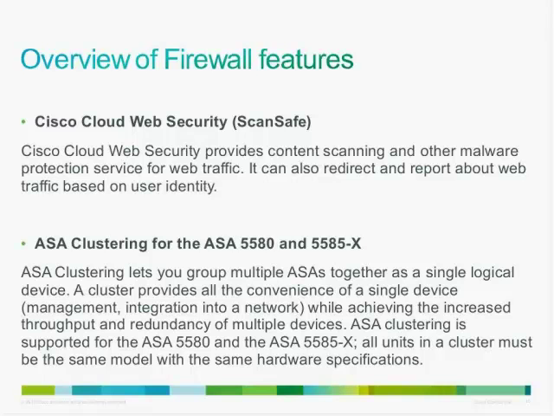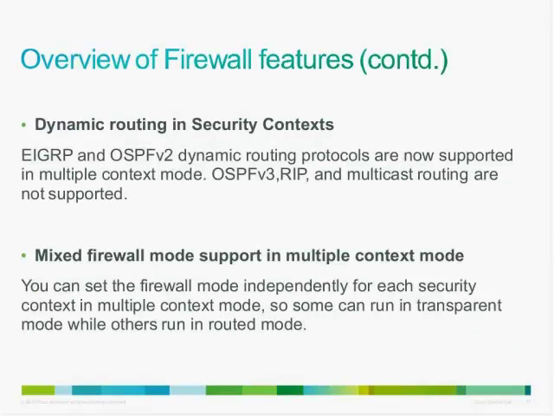Now moving on to the next set of features, dynamic routing in security context. I'm sure most of you, or at least some of you, might have run into this issue wherein you want to have dynamic routing on the ASA. You want the ASA to do dynamic routing for EIGRP or OSPF version 2, but you ran into the limitation that you had multiple security contexts, or you were using the firewall in multi-context mode. Now, starting 9.x, we added support for dynamic routing protocols in multiple context mode as well, so that you can make the ASA participate in the routing for EIGRP and OSPF version 2, not just in single context mode, but also in multiple context mode.